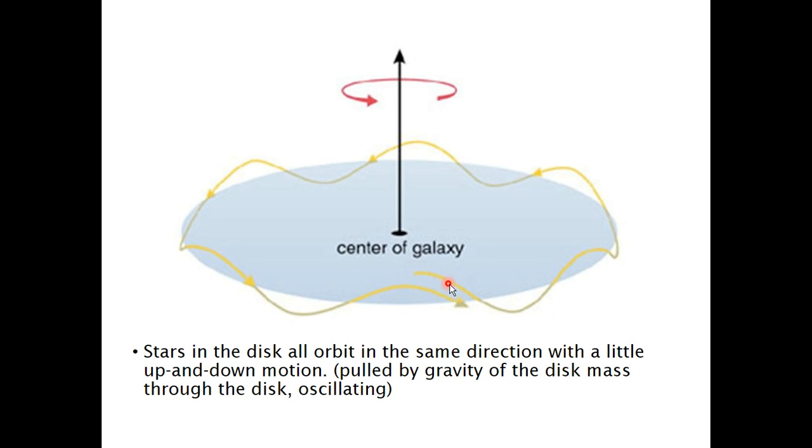And so most stars may be slightly above or below the center of mass of the disk, and they'll oscillate. They'll orbit in the plane of the disk, but they may have some up and down motion. Basically, if they're above it, the disk is going to pull them down, and if they're below it, the disk is going to pull them up. And once they're crossing through the disk, they have velocity, so they keep going. So you'll see this sort of undulating effect in many of the stars.